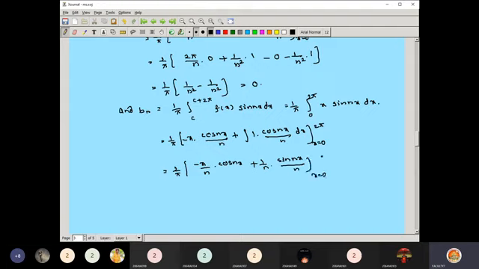So limits 0 to 2 pi. Now you substitute your upper limit minus lower limit. At x, that is minus 2 pi by n into cos n into 2 pi. It is 1 plus 1 by n, so 1 by n square sin n into 2 pi. It is 0. Upper limit is over.